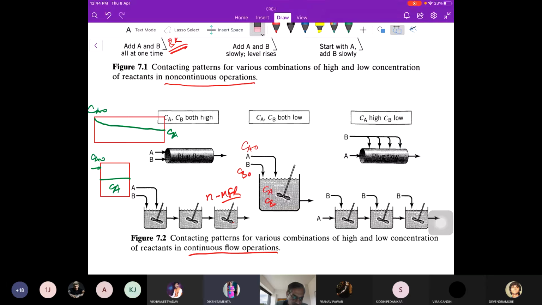सर फाइनल कंसंट्रेशन सेम हो जाएगा ना दोनों में फॉर सेम कन्वर्जन? Okay, can you state your question in a different way, Dikshita? I understand your question, but I want you to express it in a different way. What are you trying to ask?